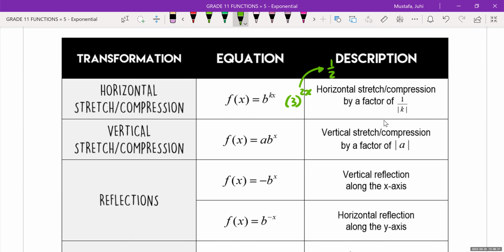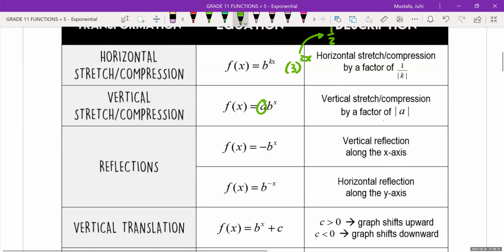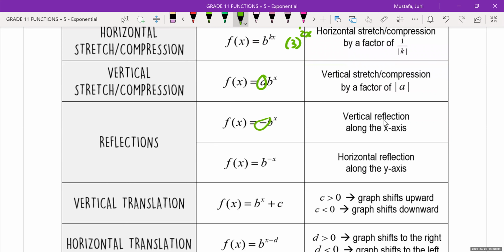If you have a number in the front over here, that tells you if it's a vertical stretch or compression. Nothing changes. That's exactly as it is. If it's a whole number, it's a stretch. If it's a fraction, it's a compression. Reflection. So if you have a negative in front of everything, that is a vertical reflection. Remember, vertical reflections are like this, along the x-axis.